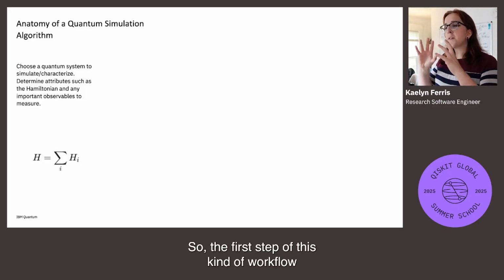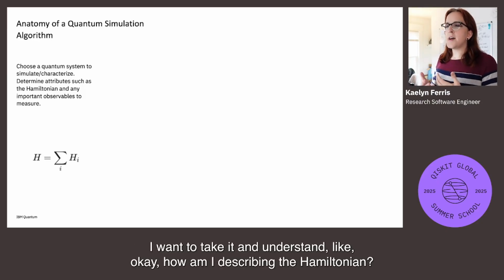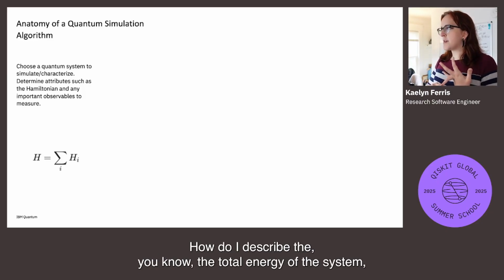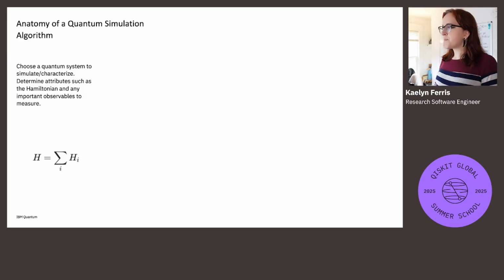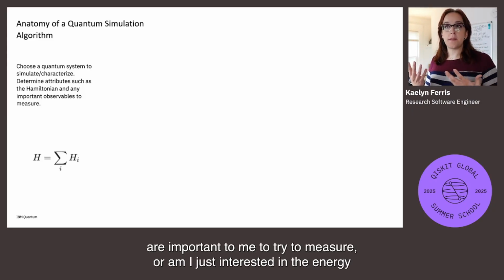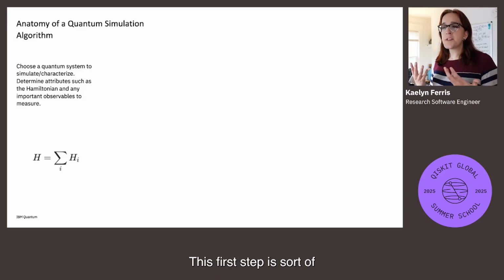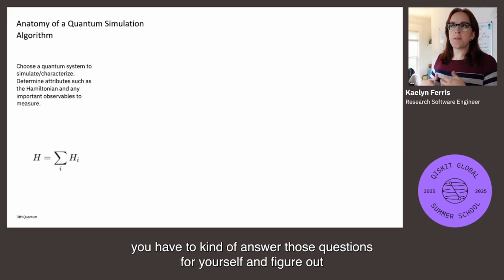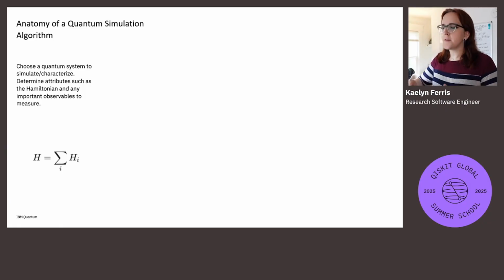So the first step of this workflow is choosing a quantum system to actually simulate or characterize. I want to understand, okay, how am I describing the Hamiltonian? How do I describe the total energy of the system, all of the interactions that are associated with it, and what observables are important to me to measure, or am I just interested in the energy of the system, or something along those lines? This first step is, you have to answer those questions for yourself and figure out what is the type of experiment or quantum simulation problem I want to try to solve.